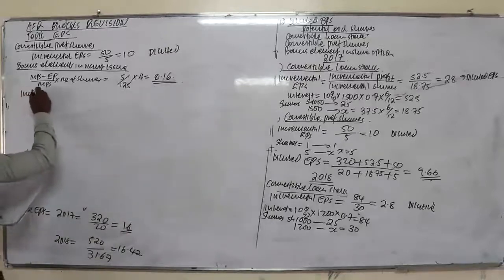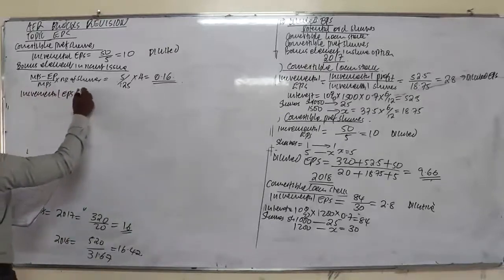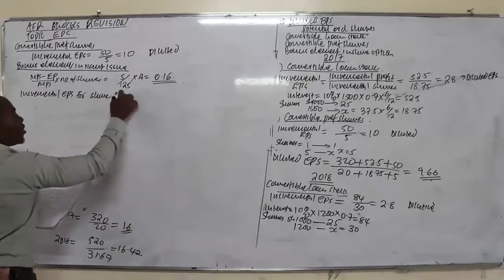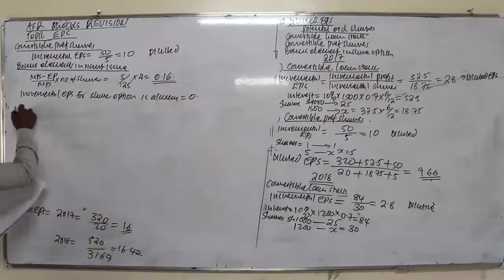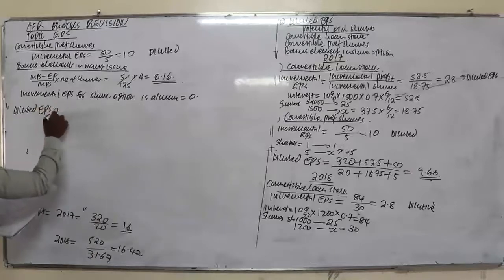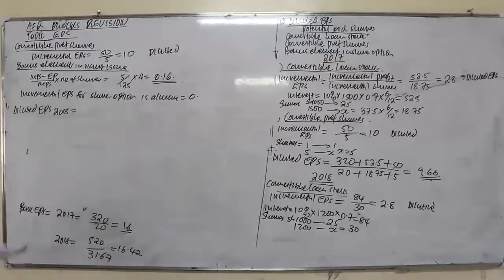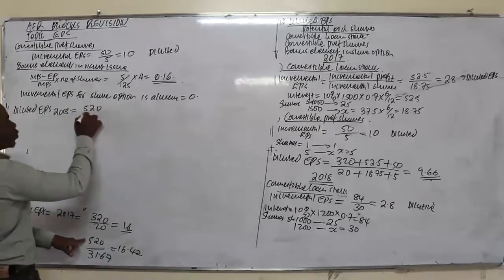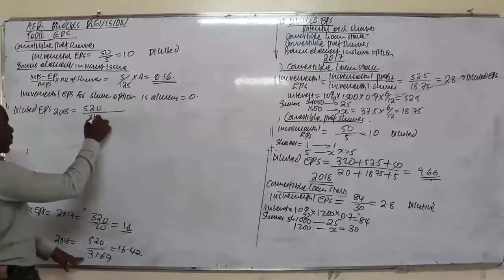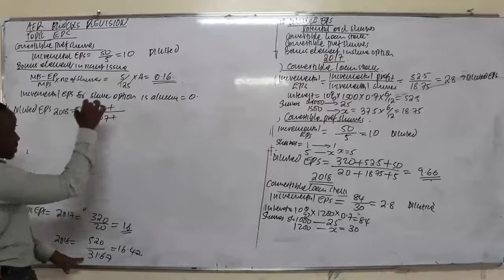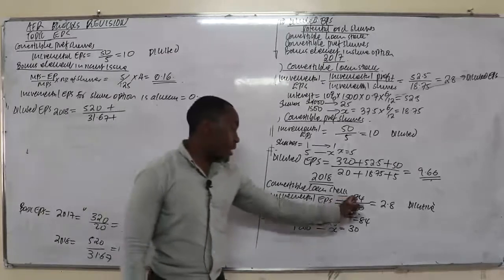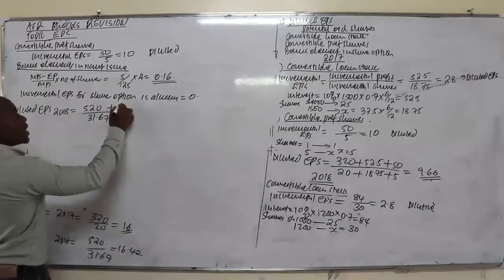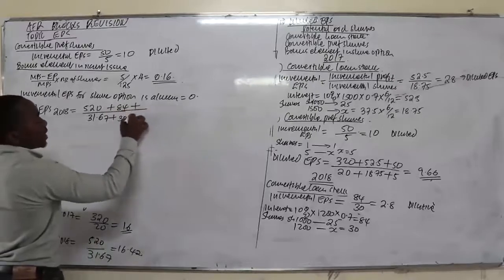Write it down here that the incremental EPS for share option is always equal to zero. So with that, now we can get the diluted EPS for 2018. Just get the basic EPS. For the basic EPS for 2018, the profit was 520, and the weighted shares we had was 1.67. The first potential ordinary share was the convertible loan stock, where the profit will increase by 84, but the shares will increase by 30. So you add 84, you add 30.